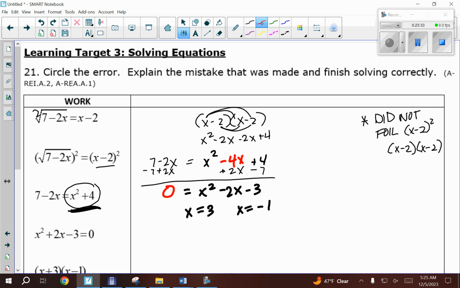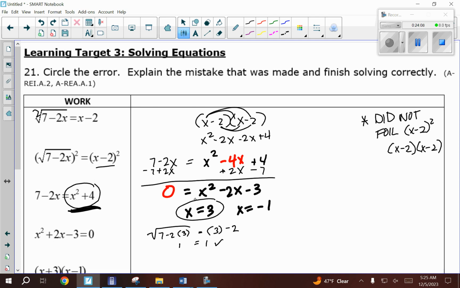Now we have to check so we can decide which one is extraneous. So if I check this, checking means go back to the original problem and plug in your numbers. So if I plug this in, I'm going to have 7 take away 2 times 3. And on the right side, I'm going to have 3 take away 2. If you type this left side in the calculator, it's 1. And if you type the right side in the calculator, it's also 1, so that one works. So x equals 3 is a good answer.